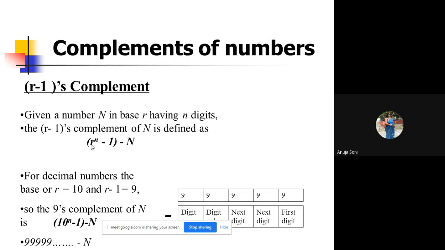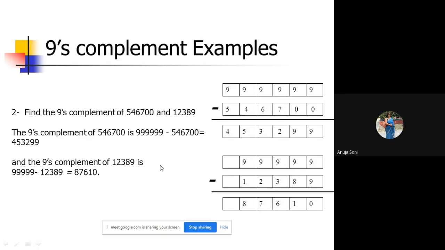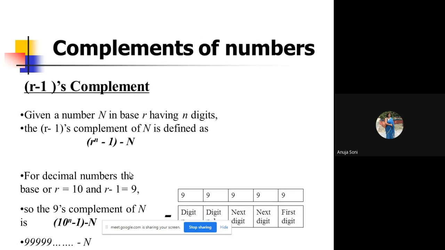For example, if we talk about the tens complement of a given number, we take one example. I hope one example will be given here, and we go by this formula. This is the formula we are talking about: r raised to the power n minus 1 minus N.